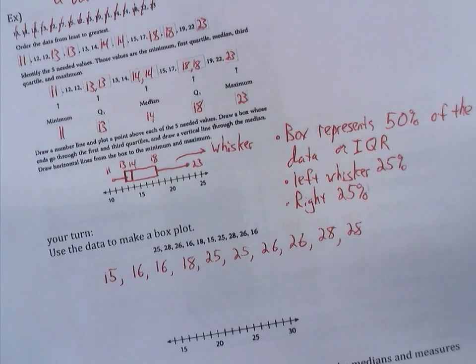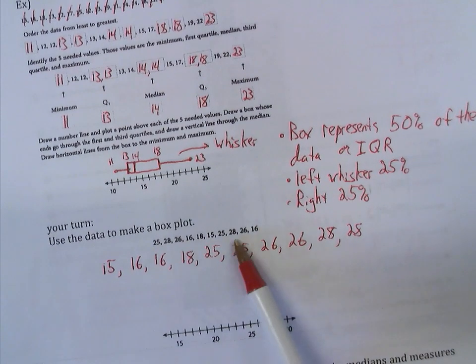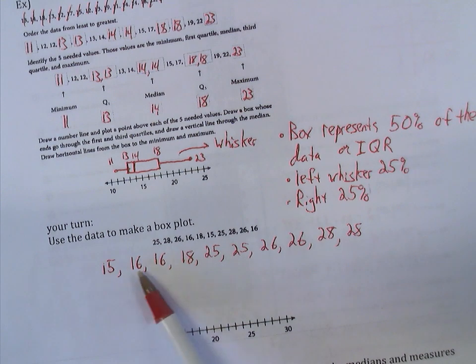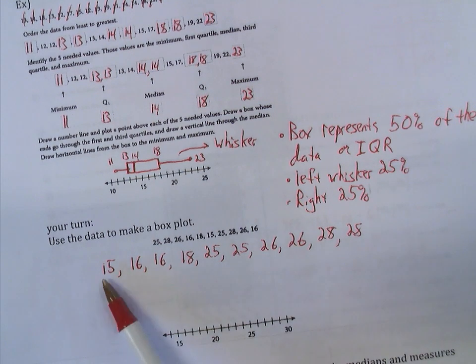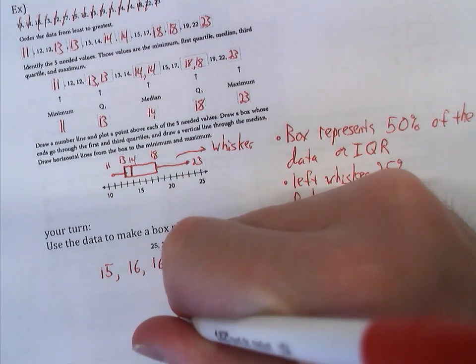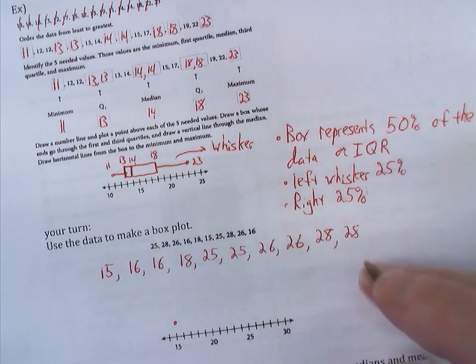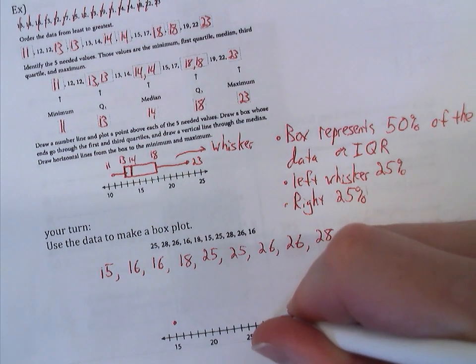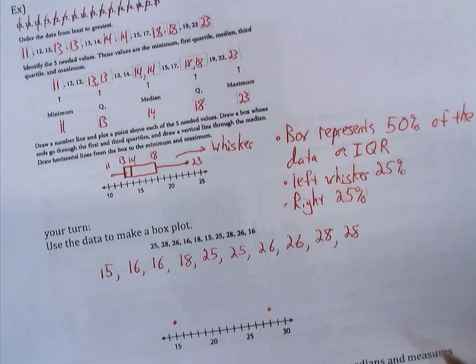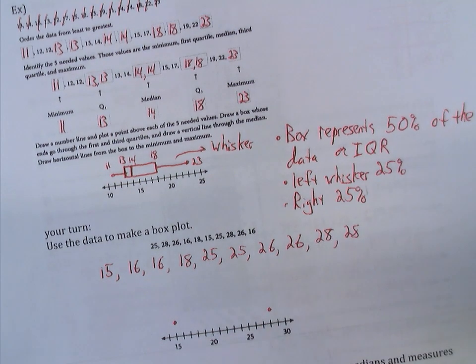Let's make another box plot. So we've got our data here. There it is. I've taken the liberty of putting it in order already, so you can see our minimum and maximum. So our minimum here is at 15. I'm going to put a dot. Our maximum is down here at 28, so 30, 29, 28. Okay. Now we need to determine where middles are.